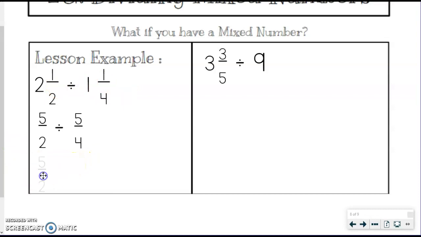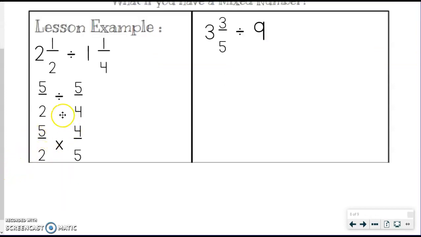Now we can do keep, change, flip. So we kept 5 over 2, changed to multiplication, and flipped the 4 over 5 so that we have a reciprocal. And now we just do what we've been doing. So we multiply straight across. So 5 times 4 is 20. 2 times 5 is 10. So we get 20 over 10.